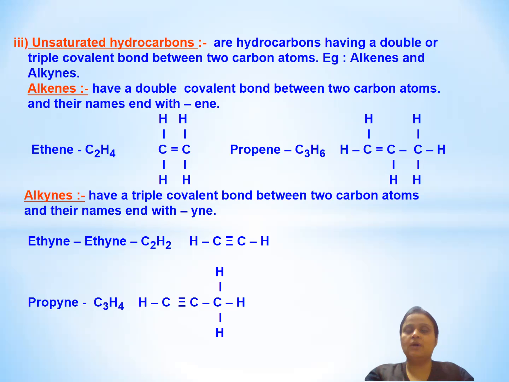CnH2n minus 2. Kindly recheck the video so that you can write the formula. Whenever you find out, you can see, like the first example, because the double or triple bond we can find only between carbon and carbon. So methane doesn't have these two.